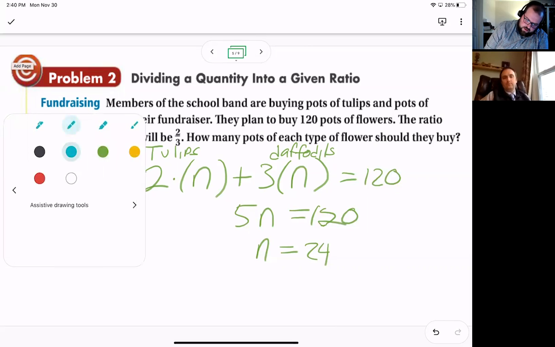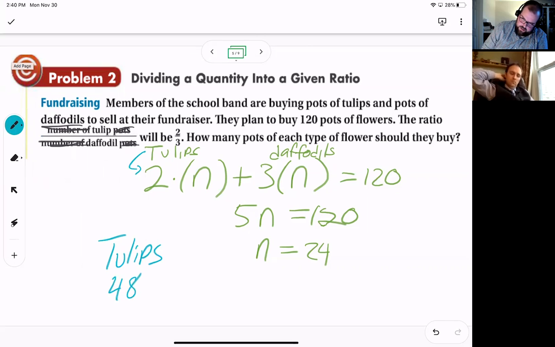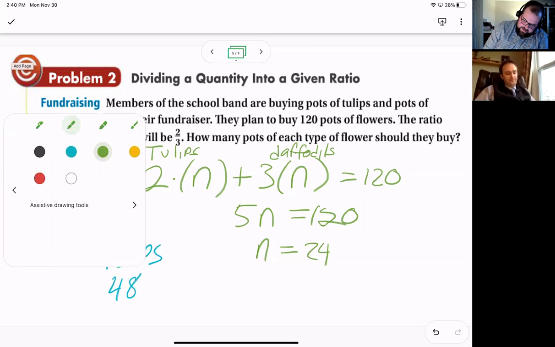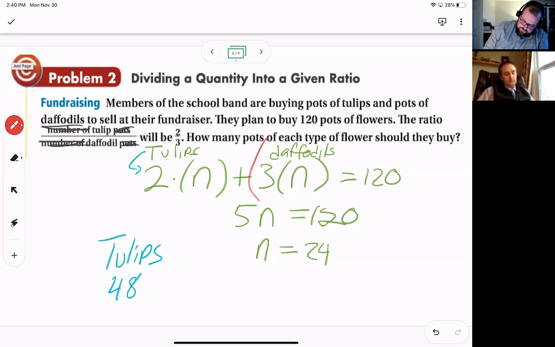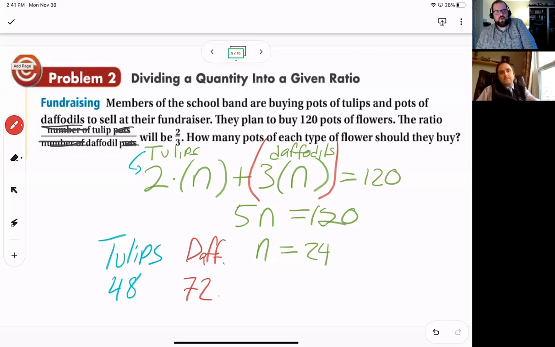But then if we know that tulips, and this is really why I wrote this above there, is 2 times n, I could say that tulips is going to be 2 times 24, which is 48. And that daffodils is going to be 3 times that. Let's put daff. That's going to be 72. When I add those up, I do indeed get to 120. So that suggests that my math was okay.